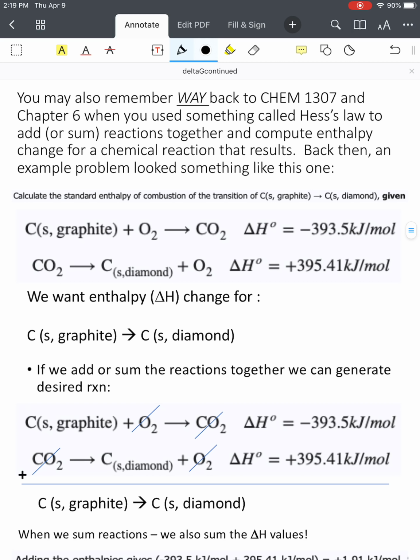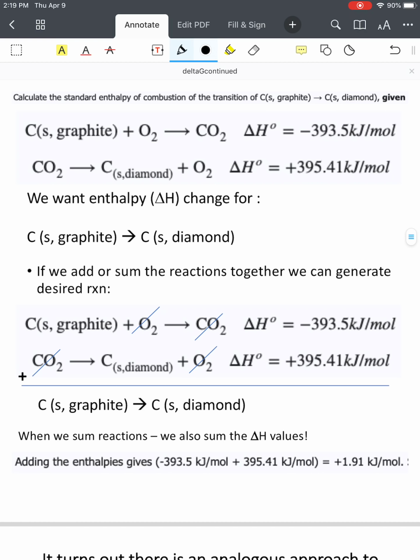All right. Now you may remember way back to Chem 1307, this is again chapter 6, we used this so-called Hess's law relationship to our advantage. What we did there is we worked a slightly different set of problems where we add or sum reactions together. This allowed us to compute enthalpy changes for a given chemical reaction that results. An example problem back then really looked something like this one, okay? You might read, calculate the standard enthalpy of combustion for the transition of graphitic carbon to diamond.